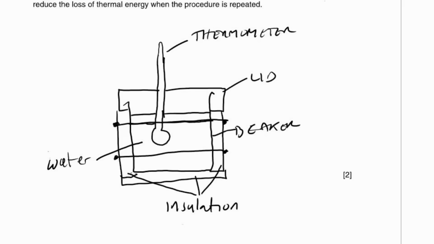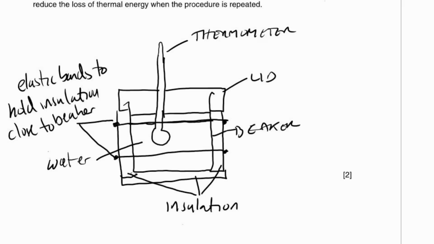I've got a beaker which is wrapped up in insulation. We've got the water inside, we've got thermometer and lid, and the only thing I haven't labelled there is the elastic bands. And there we go. So we've got the elastic bands to hold the insulation close to the beaker as well. That's it.